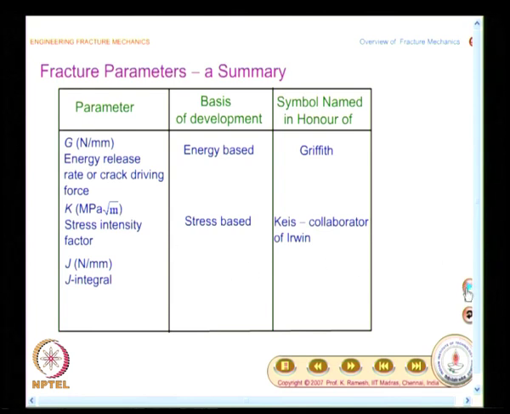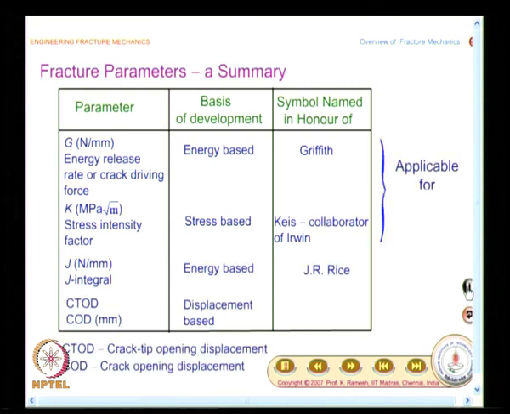Then you have another concept which was introduced by Rice, which is known as J integral. This is again energy based, and this is in honor of Rice. So, you have this labeled as J. It has units of Newton per millimeter, and in fact, for nonlinear fracture mechanics as well as elastoplastic fracture mechanics, J was a very convenient parameter to model the stress field.